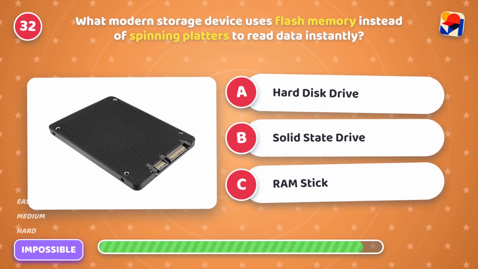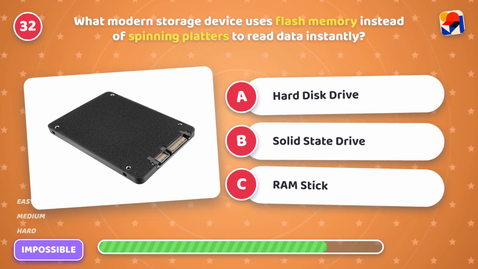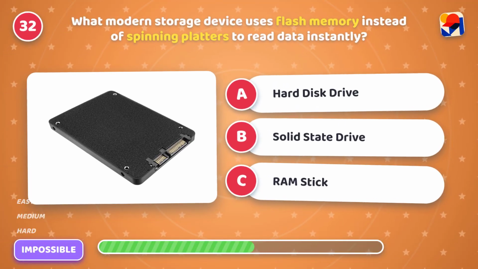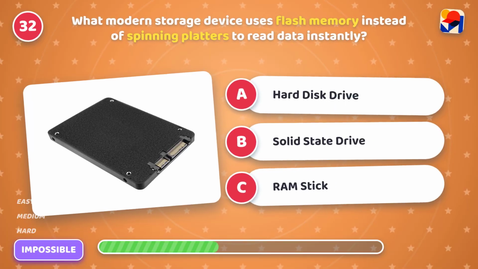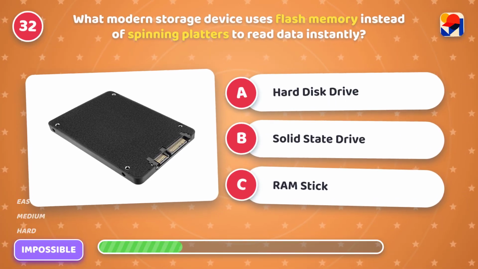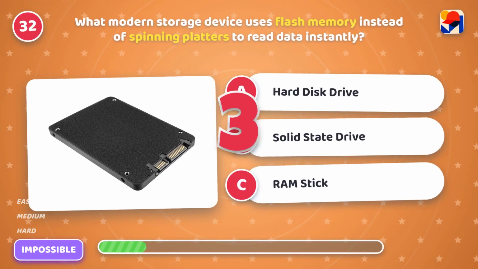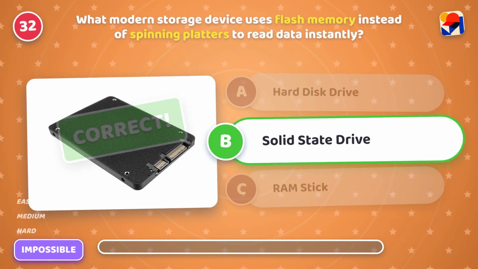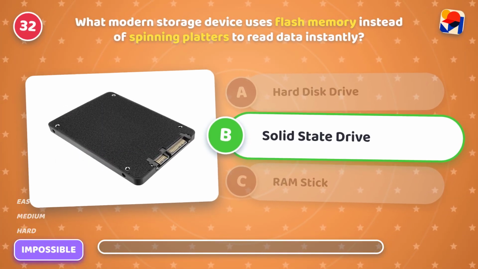What modern storage device uses flash memory instead of spinning platters to read data instantly? Is it A, hard disk drive, B, solid-state drive, or C, RAM stick? It's B, solid-state drive. It reads data instantly.